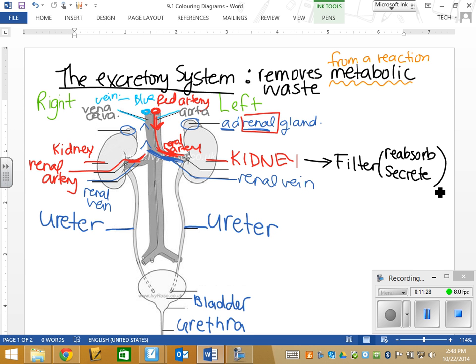The ureter is simply a tube that connects your kidney to your bladder. So this is just for transport of urine. Your bladder is for storage.